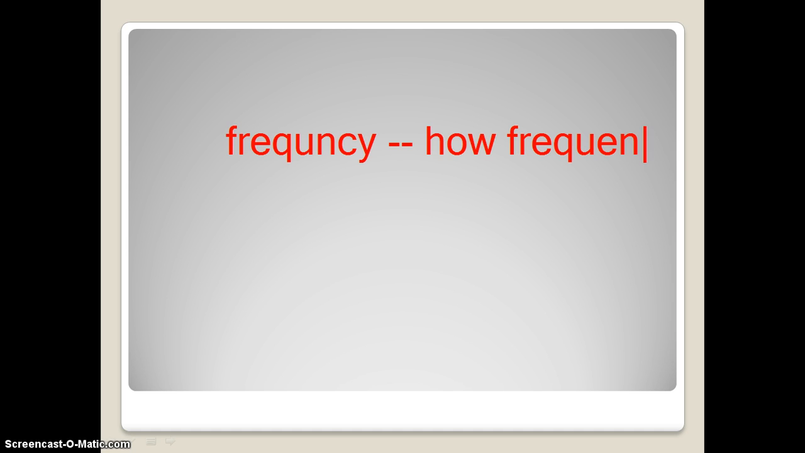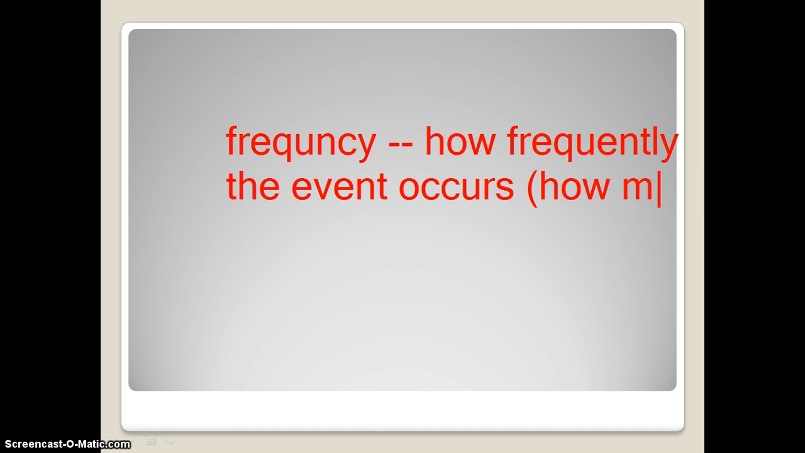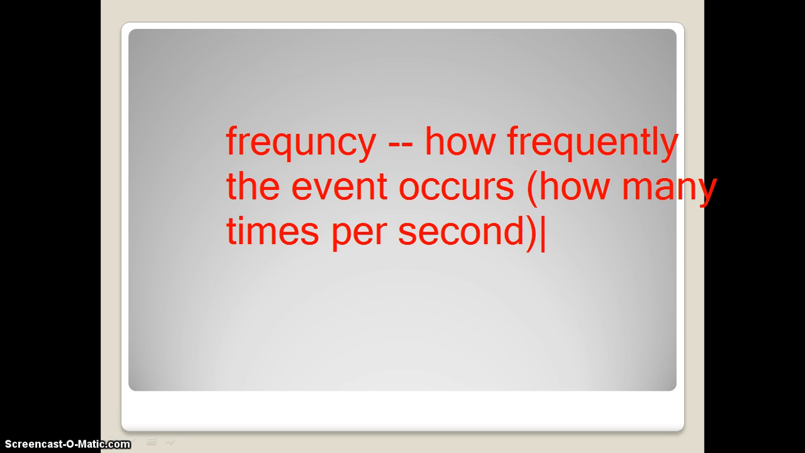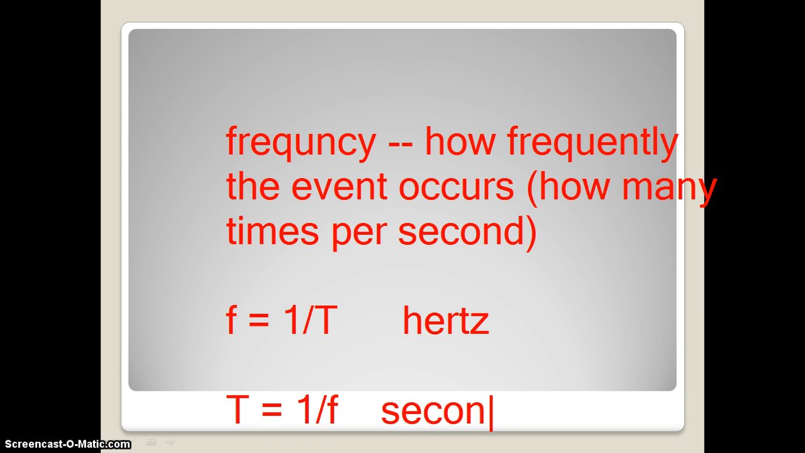Next word is frequency. Frequency is defined based on how frequently the event occurs, or how many times per second. The frequency is 1 divided by the period, and is measured in hertz. Similarly then, the period is 1 divided by the frequency, measured in seconds.